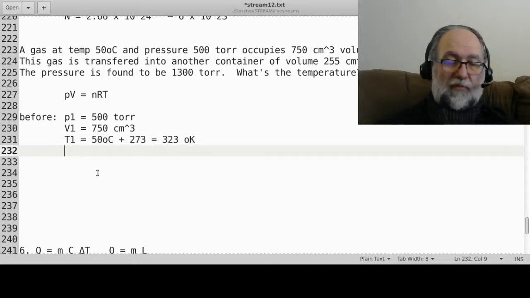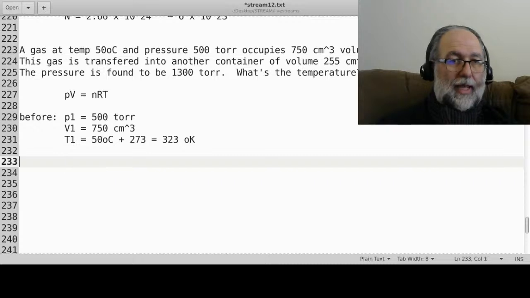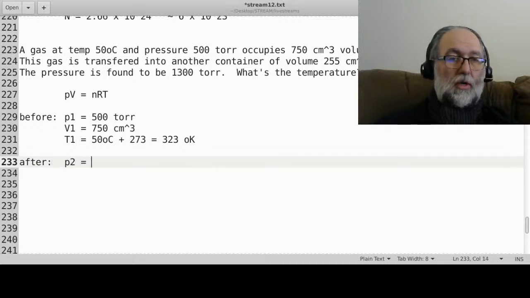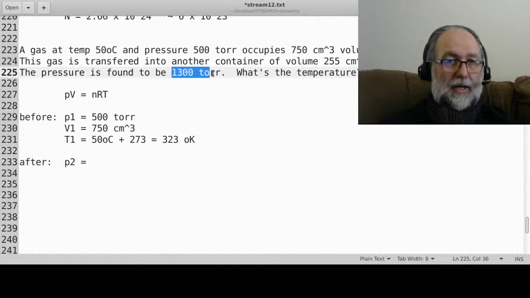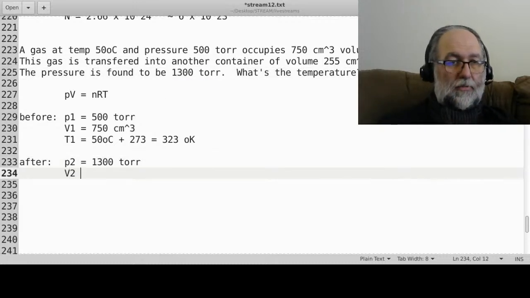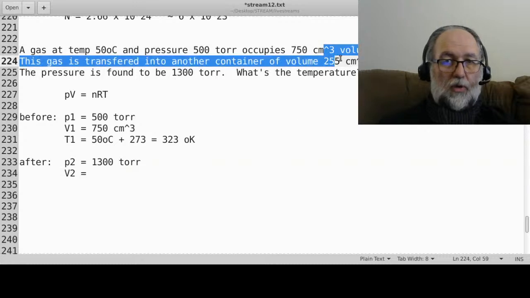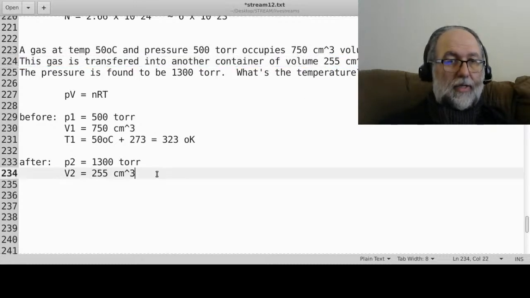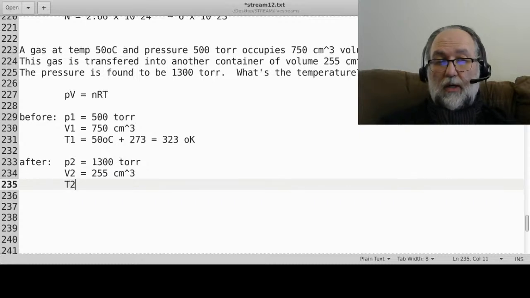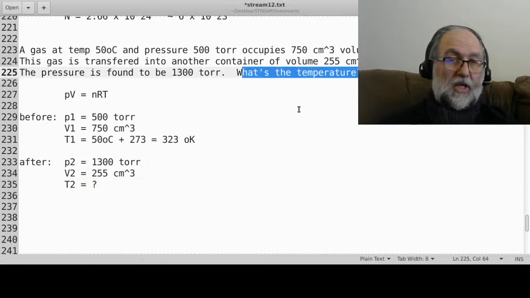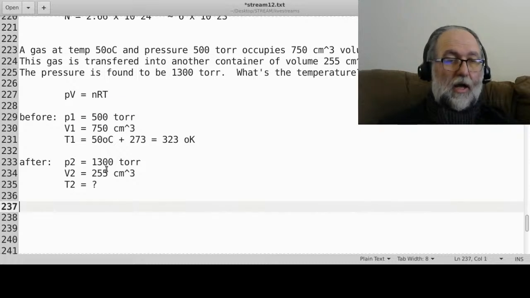All right, so there's the before situation. The after is going to be P2, which is going to be 1,300 torr, V2, which is equal to 255 cubic centimeters, T2, which is unknown, because I didn't tell you, I'm asking for it. And you go, geez, how do I solve this?